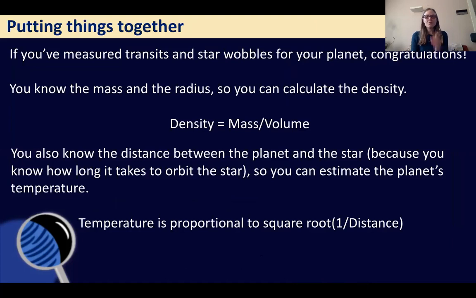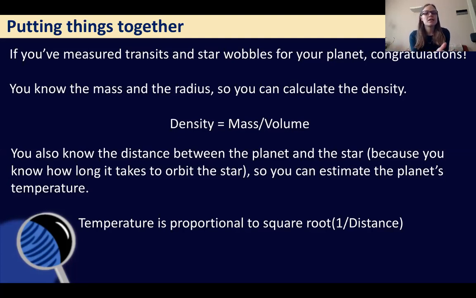So if you have both a transit measurement and a radial velocity measurement for your planet, then you've actually got quite a lot of information, because you know the mass of the planet based on the wobbling star, and you know the radius or the size of the planet based on how much light it blocks during its transit. That means you can calculate the density of your planet, because density is just equal to mass over volume. You also know the distance between the planet and the star, because for both of those methods, you also get for free the period of the planet's orbit, how long it takes for it to complete a single orbit.